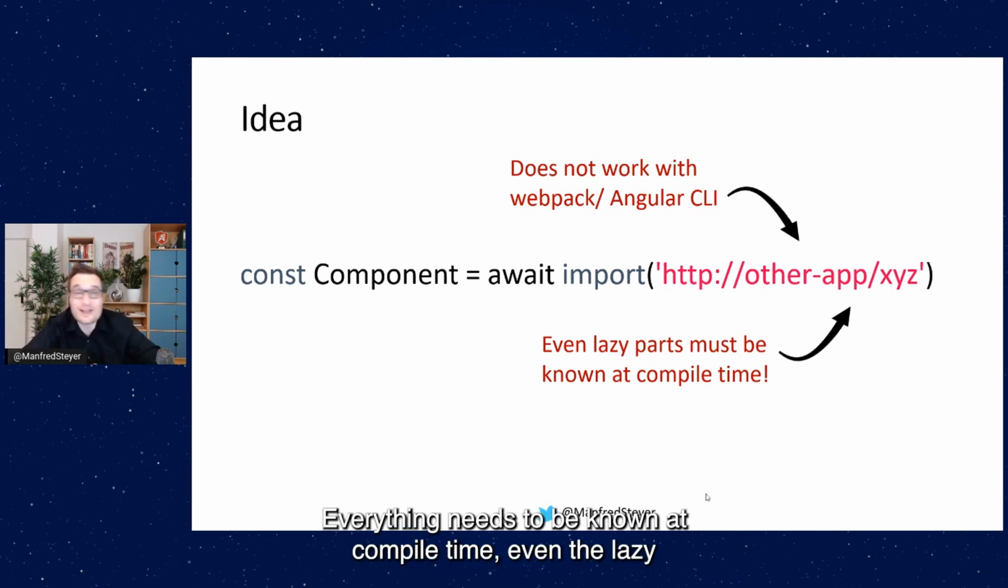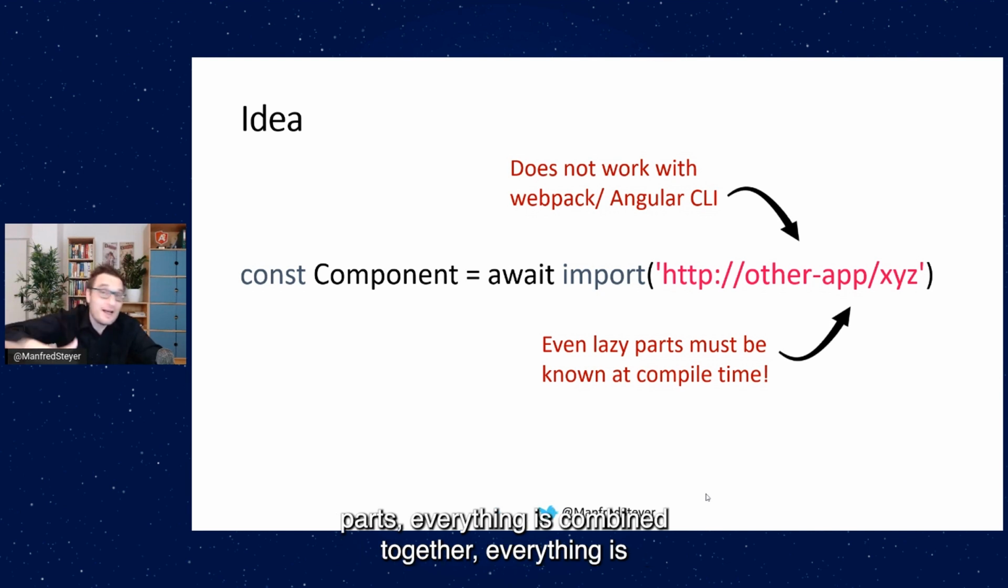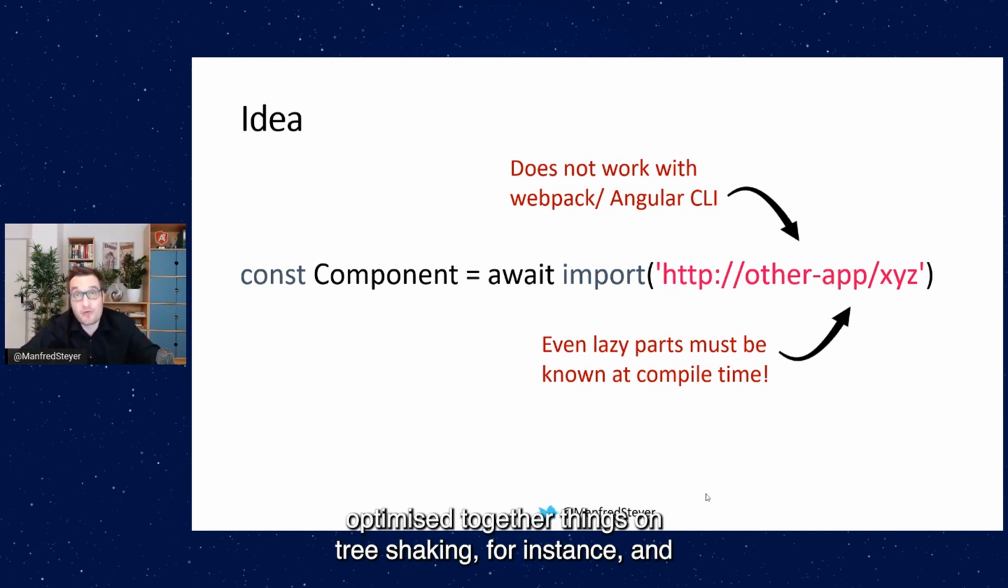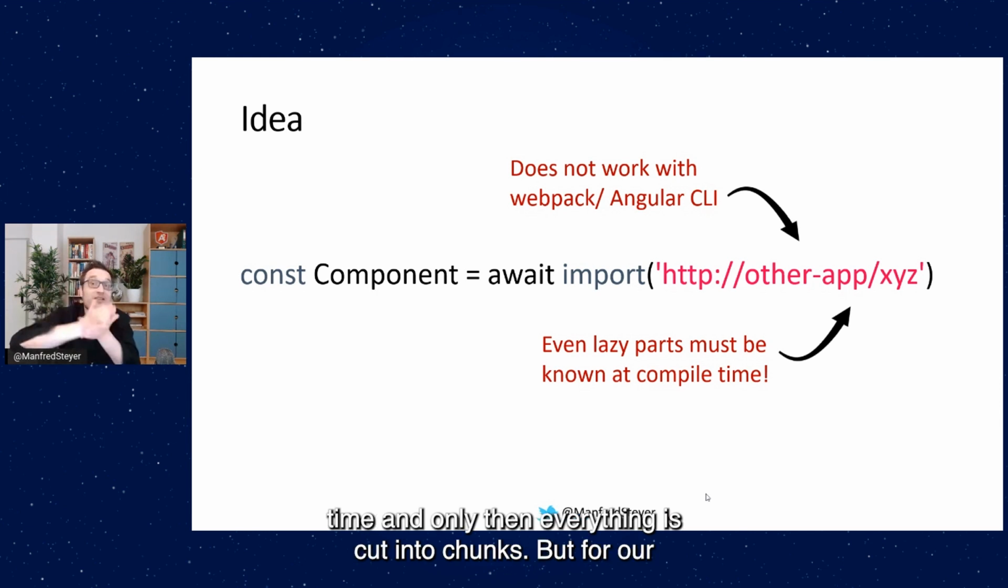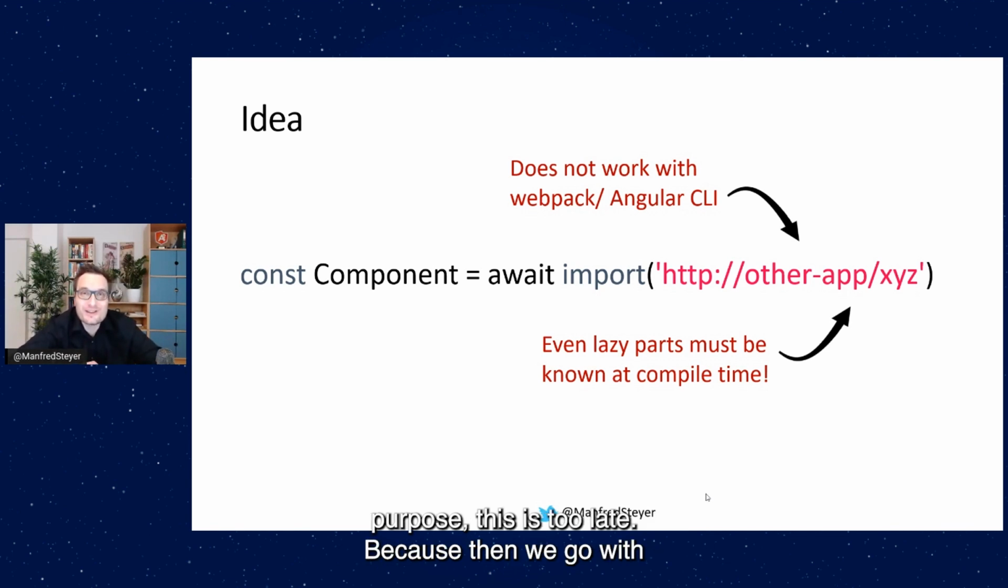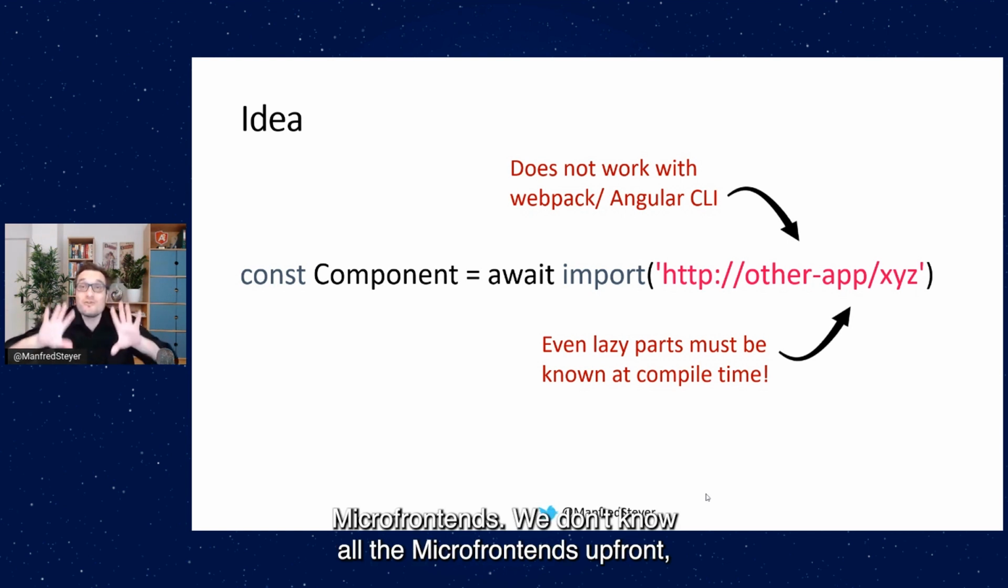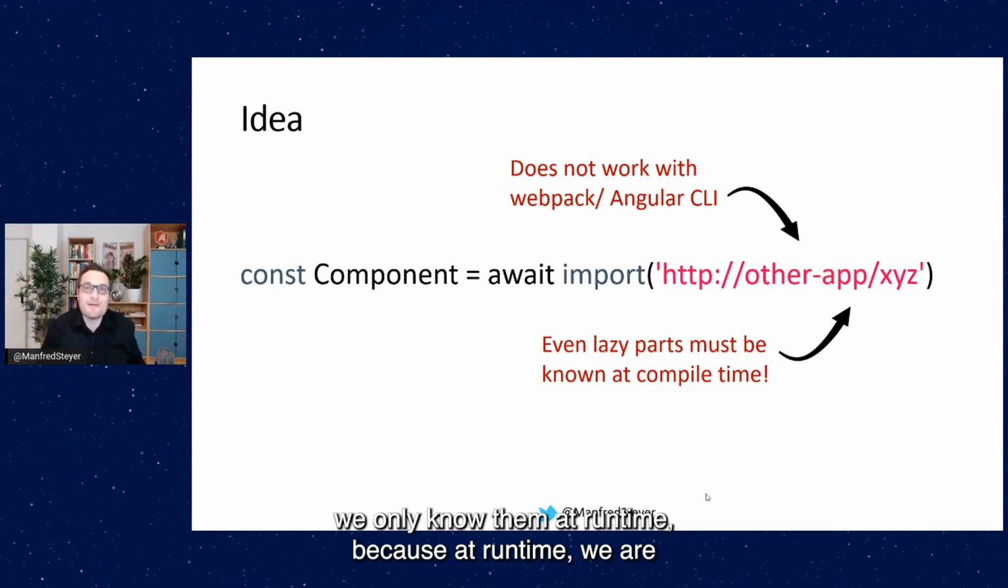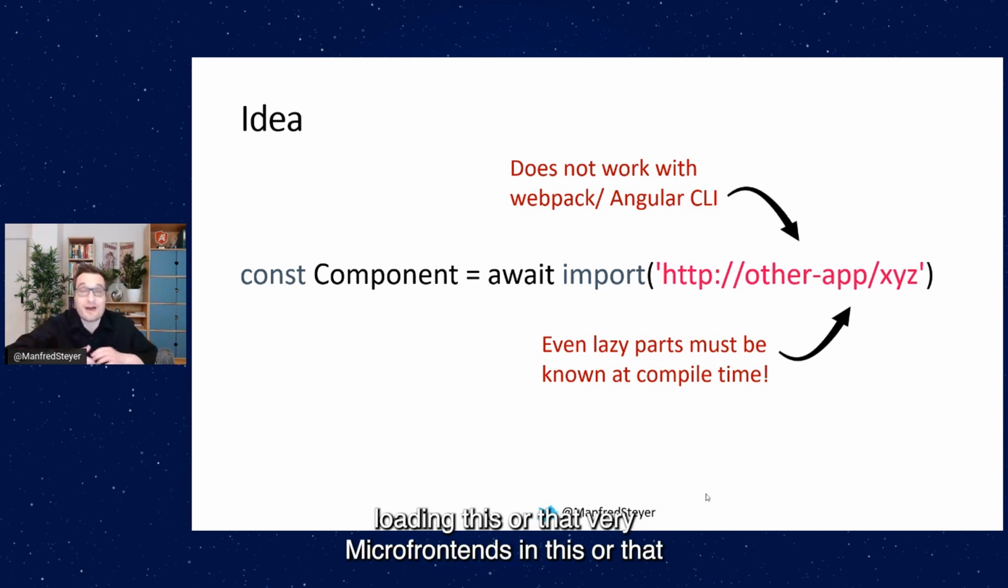Everything needs to be known at compile time, even the lazy parts. Everything is compiled together. Everything is optimized together. Think of tree shaking, for instance. And then, and only then, everything is cut into chunks. But for our purpose, this is too late. Because when we go with micro frontends, we don't know all the micro frontends upfront. We only know them at runtime, because at runtime, we are loading this or that very micro frontend in this or that very version.